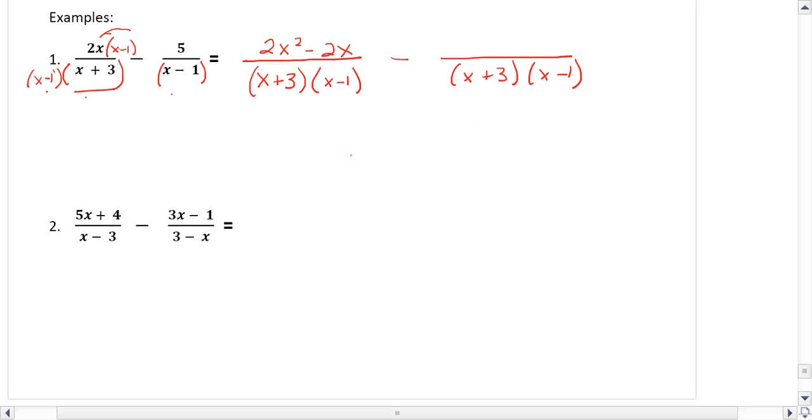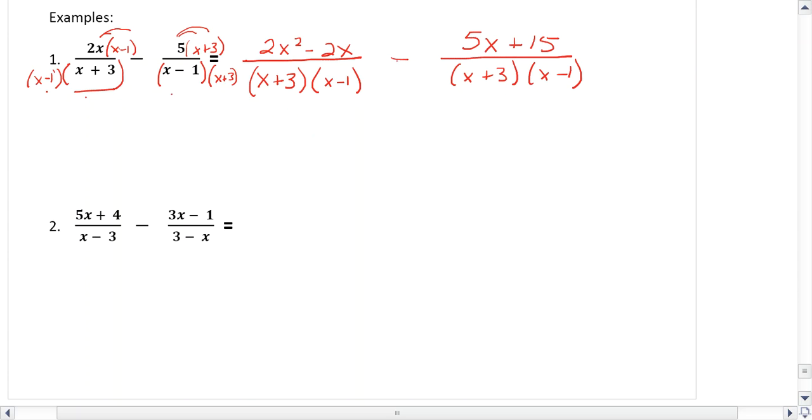Now looking at the second fraction, I'm starting with x minus 1 in the denominator, and to get the common denominator, I need to multiply the top and bottom by this x plus 3. I already did that in the denominator, so now this numerator, I'm going to distribute the 5 times the x and the 5 times the 3. So I end up with 5x plus 15. Now I have common denominators. I can go ahead and subtract their numerators.